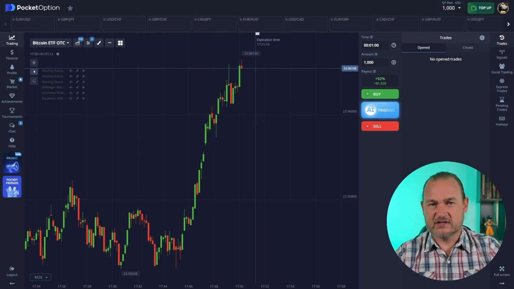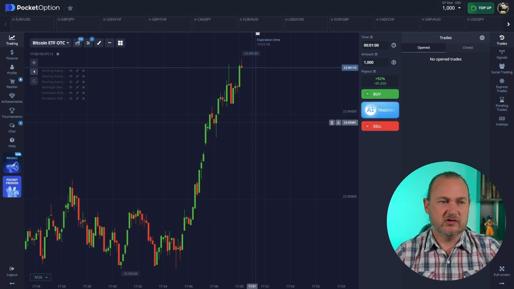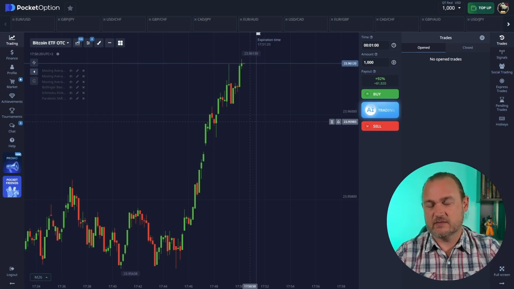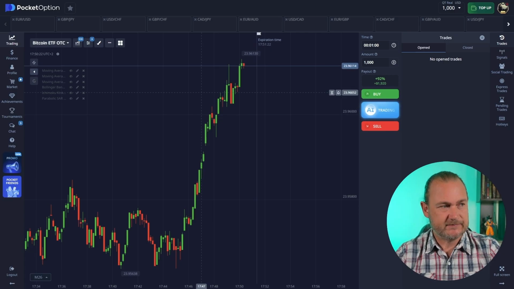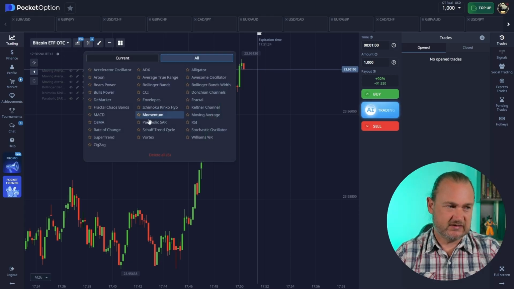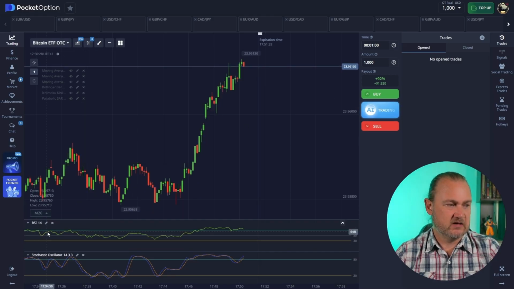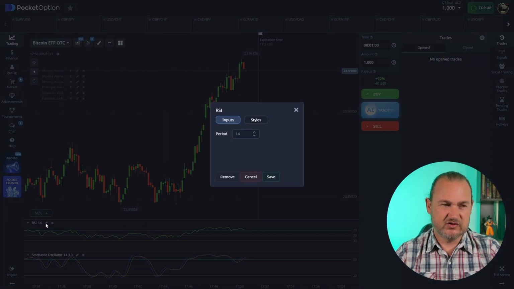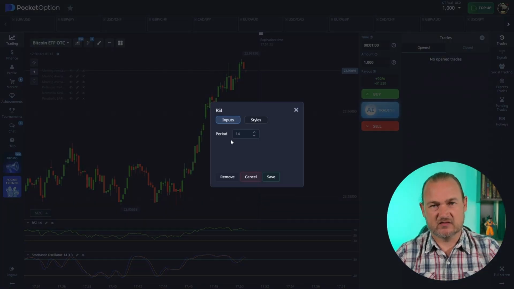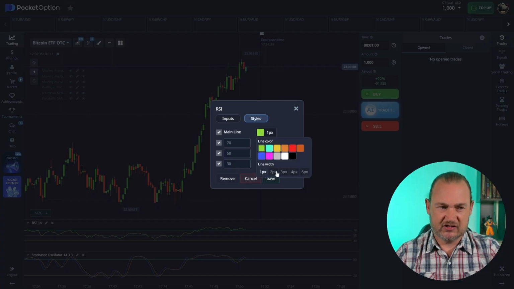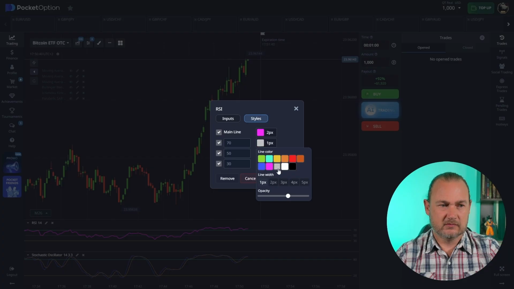Let's get our platform set up so we can start trading. Today we're going to be using one of my absolute favorite all-time strategies. We're going to need two indicators for that strategy. It's going to be the RSI and the stochastic oscillator. I'm just going to make some visual changes. We're not going to change any of the settings of these two indicators. We're going to use them on default values. I am going to change just a little bit how it looks, but other than that, we're not making any changes.